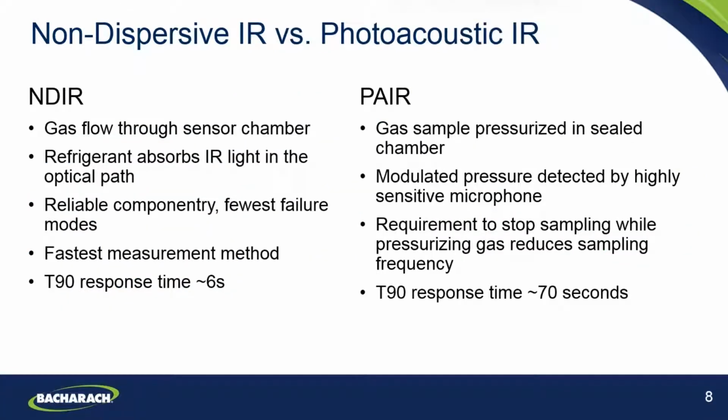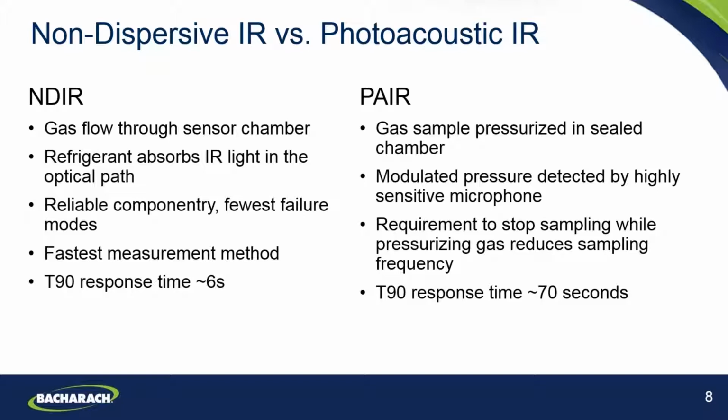There are two types of infrared sensor available in the market that get used for refrigerant gas detection. The non-dispersive infrared sensors use a gas flow through the sensor chamber, and very reliable components, and really has the fewest failure modes out there. And notably, it's the fastest measurement method with a T90 response time of around 6 seconds.